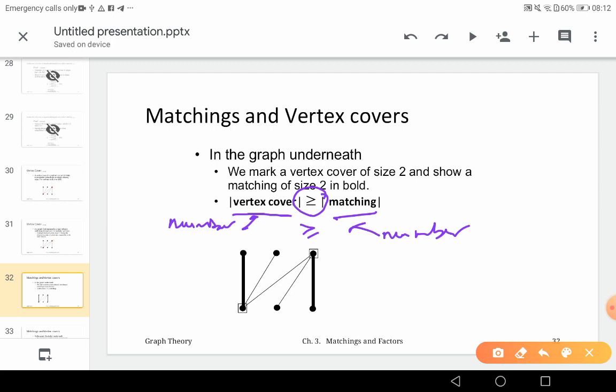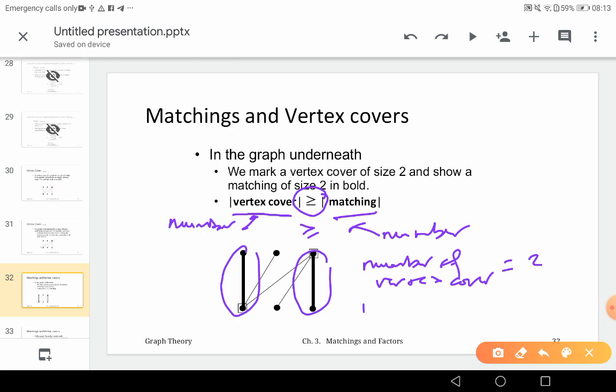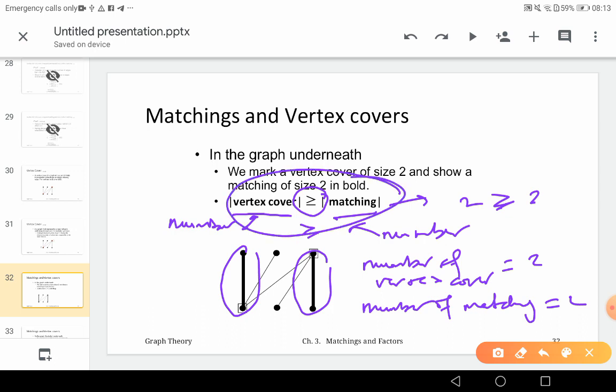Just now, you know what the number of vertex cover is. The number of vertex cover equals 2. And now if you find the matching, so this is matching, the number of matching also equals 2. So here, 2 is greater or equal than 2. So this is proof that the number of vertex cover must be greater or equal than the number of matching.